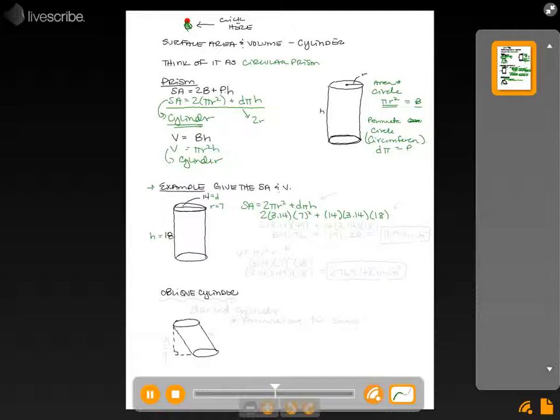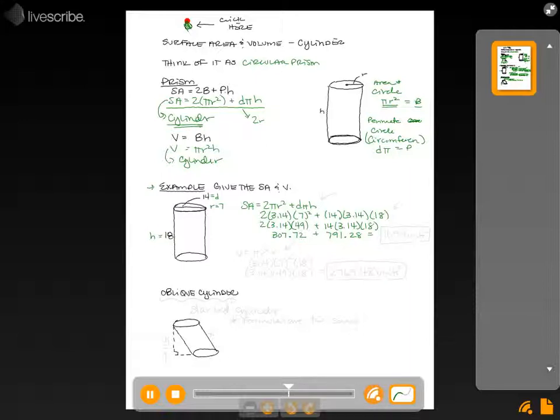So let's do this in pieces, because you have to do the exponent first. 7 squared is really 49. So let's start with that. Make sure we switch that out first. Plus 14 times 3.14 times 18. We're going to do it in two pieces. We'll do the first part and then the second part. So 2 times 3.14 times 49 ends up being 307.72, plus 14 times 3.14 times 18 gives us 791.28. And then we add those two together.